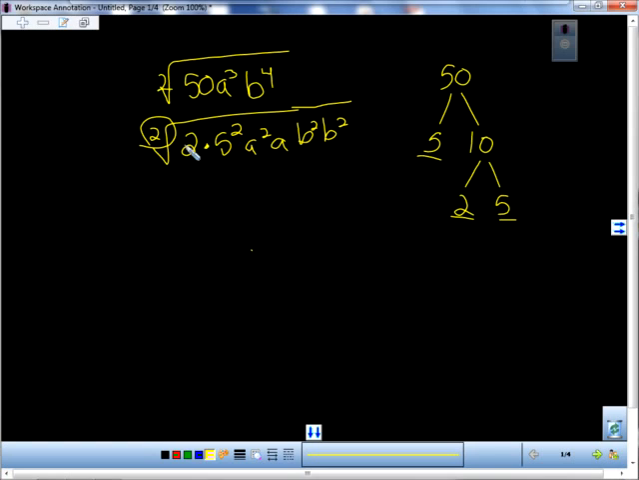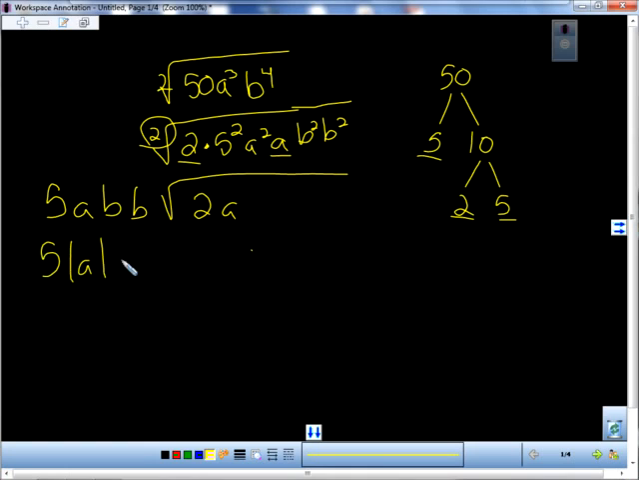So if I try to take the square root of 2, I can't really take the square root of 2 evenly. The square root of 5 squared is 5. The square root of a squared is a. Can't take the square root of a, so I have a 2 left over, and an a left over. The square root of b squared is b, and the square root of this b squared is also b. And I still have the square root of 2a. Now I'm going to put my b's together and add my absolute values into the problem. So I have 5, absolute value of a, absolute value of b squared, square root of 2a.